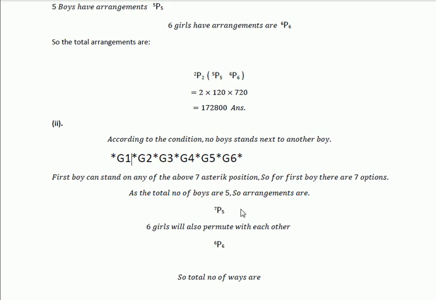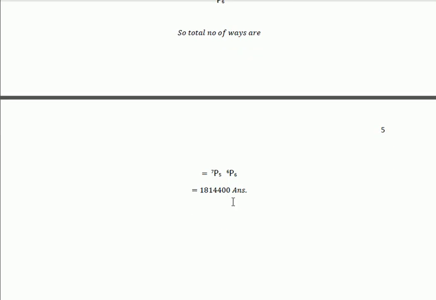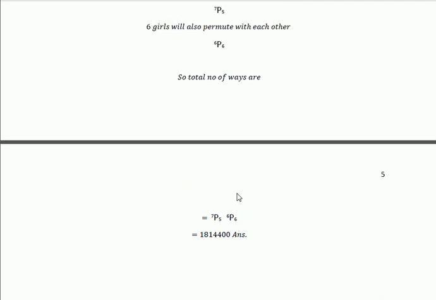As there are a total of 5 boys, we have 7P5 arrangements. The 6 girls will also permute with each other, so we have the arrangement between the girls, 6P6. So the total number of ways is 7P5, the arrangement for the boys, times 6P6, the arrangement for the girls. The total arrangement is 1814400.